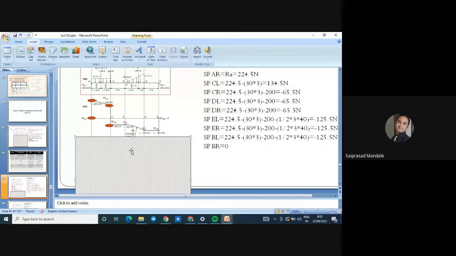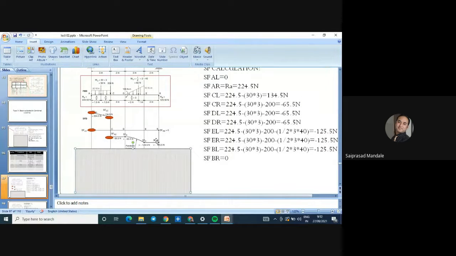You have to initially just plot the points. Then again minus 65. Then again it goes to minus 125. And again minus 125. And then it is 0. These are the points that initially I have plotted. Now I have to connect those points.